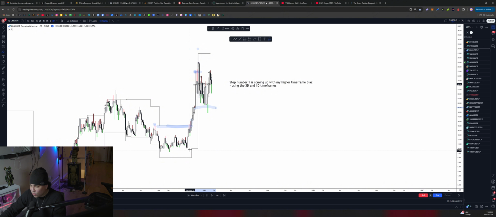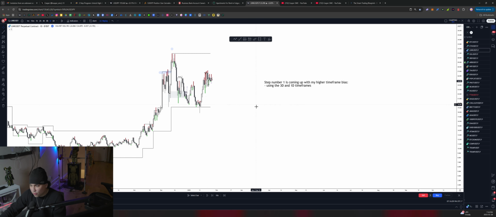And then we get a higher low and of course another higher low here. So for me, this becomes bullish. So the 3-day is bullish. Why? Because it's breaking up, creating higher highs and higher lows. Then we look at the daily.